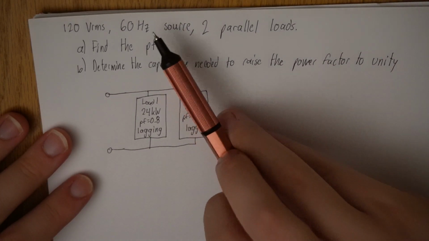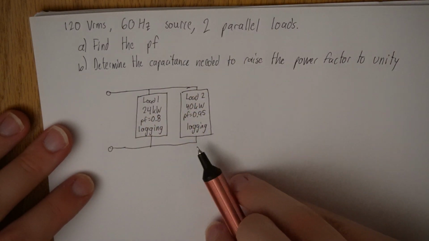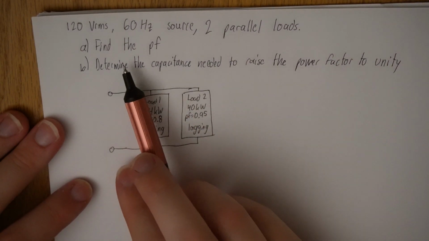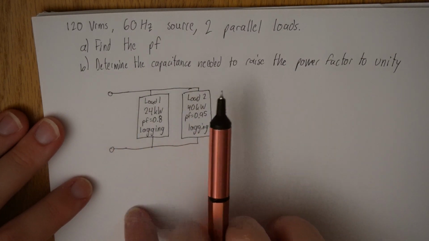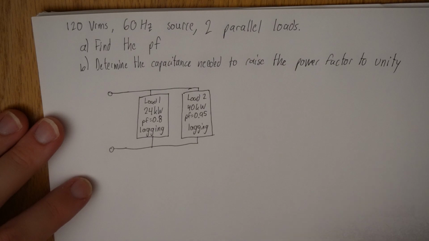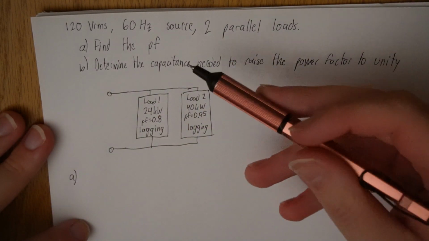I have a 120 volts RMS, 60 hertz source, and two parallel loads given here. First, I want to find the power factor of the two loads combined, and then I want to find the capacitance required to raise the power factor to unity. So let's start with part A. How will I find the power factor?